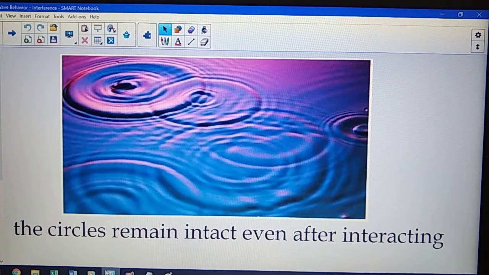So they will interact, they will interfere with each other. That will cause some areas to be higher, some areas to be lower. It'll change their amplitude, but overall, the ring structure remains intact.